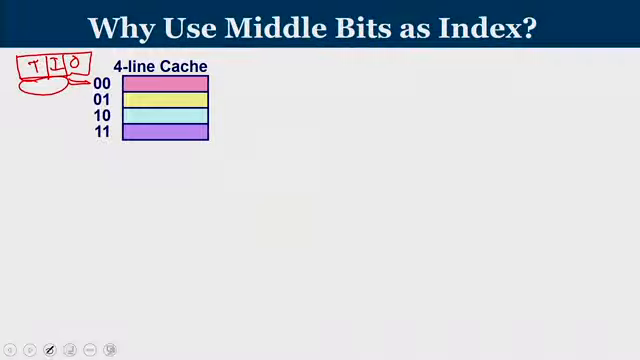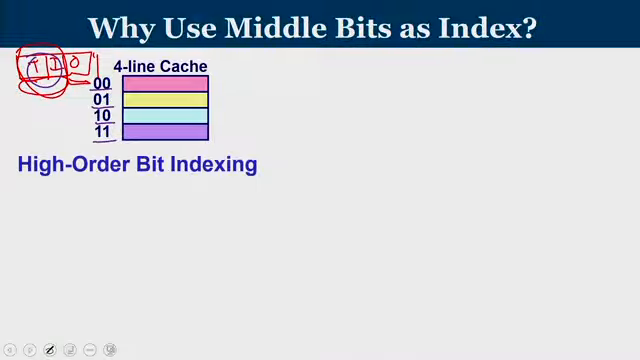This tag and index portion together define your block number in main memory. This is the offset within a block. So tag and index together define the block number inside main memory. Consider a 4-line cache, and let us give the sets as 00, 01, 10 and 11.